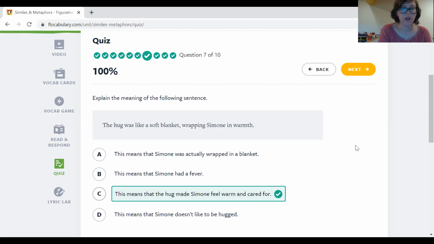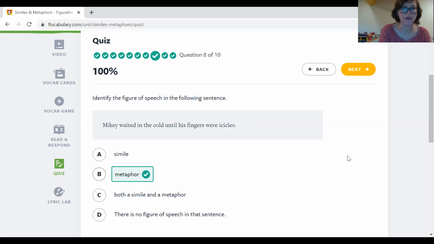Question 7. Explain the meaning of the sentence. The hug was like a soft blanket wrapping Simone in warmth. So C, this means that the hug made Simone feel warm and cared for. Question 8. Identify the figure of speech. Mikey waited in the cold until his fingers were icicles. So that would be B, a metaphor. Those fingers were icicles, right? Comparing fingers to icicles, but not using like or as.